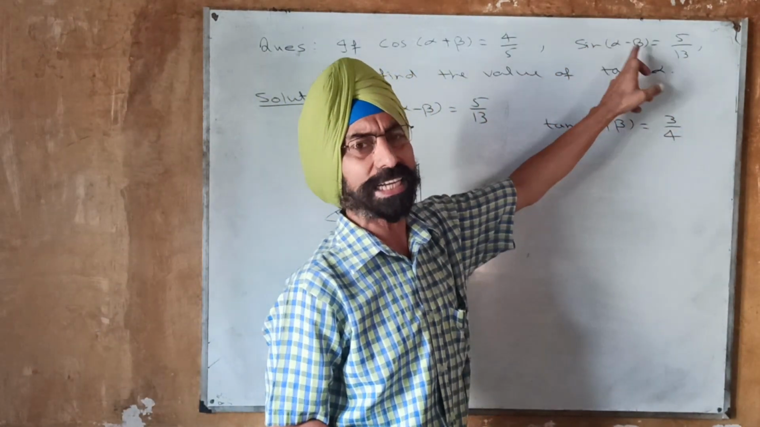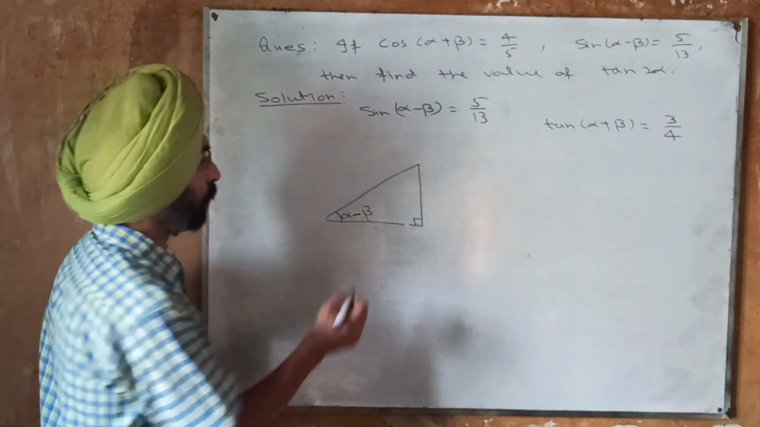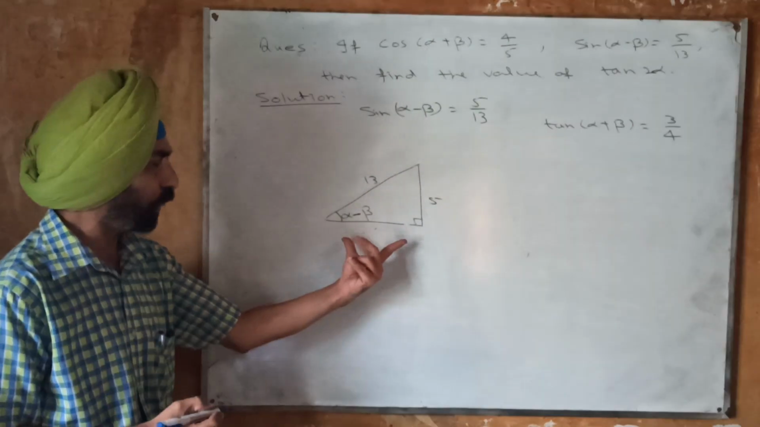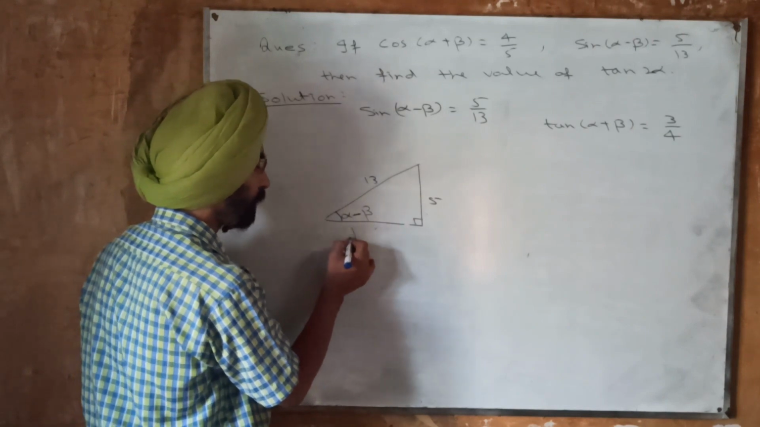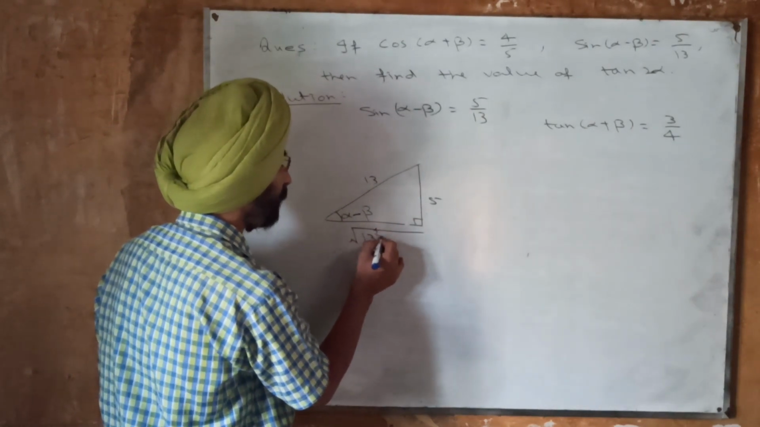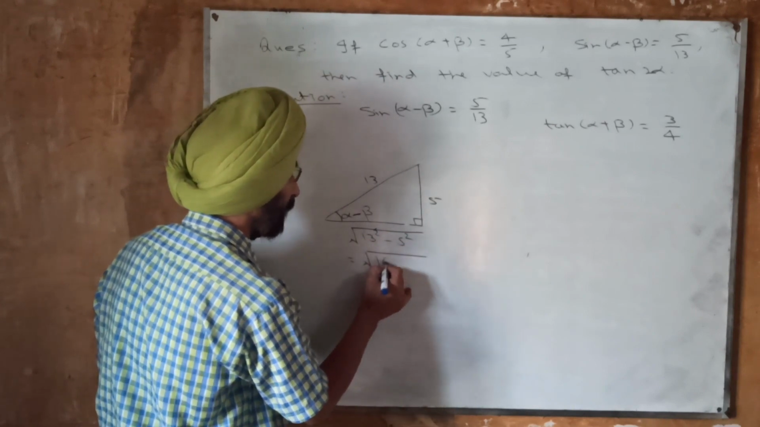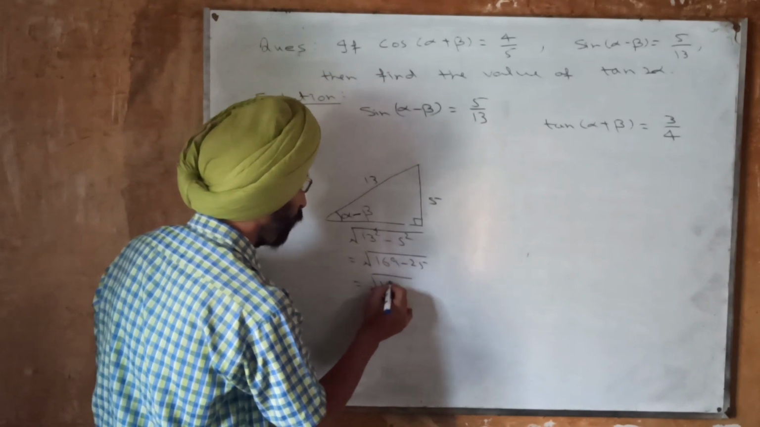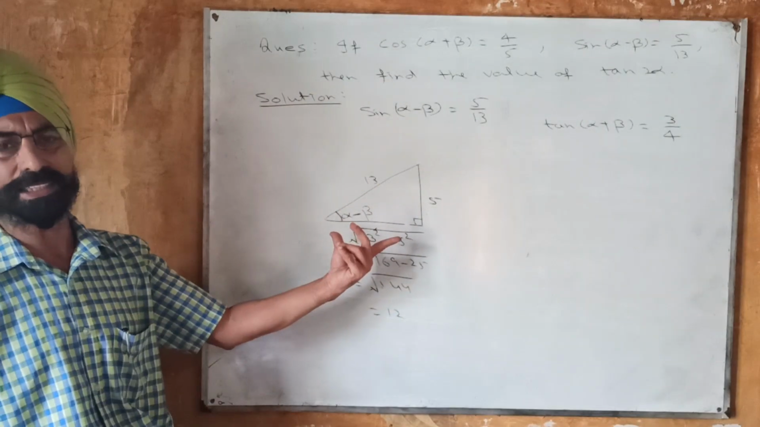We know that sine of the angle is perpendicular over hypotenuse. So perpendicular is 5 and hypotenuse is 13. Now we have to find the base. The base, once again, we will apply Pythagoras theorem. So it is 13 square minus 5 square. That means 169 minus 25. That means 144, and that means 12. So base of this triangle is 12.